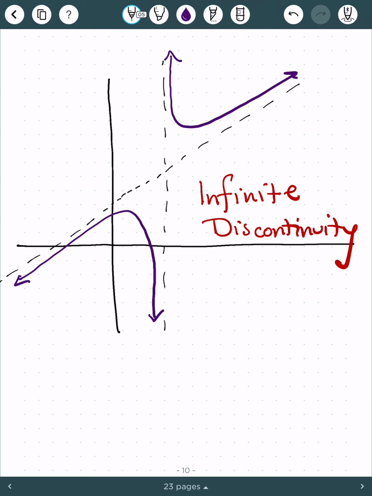The slant asymptote is interesting, but it's not contributing to the discontinuity. For example, if x equals, let's say 6 here, there's a point on the function, or 7, here's another point. So the fact that there's a slant asymptote isn't what's causing the infinite discontinuity. It's this asymptote right here that does.